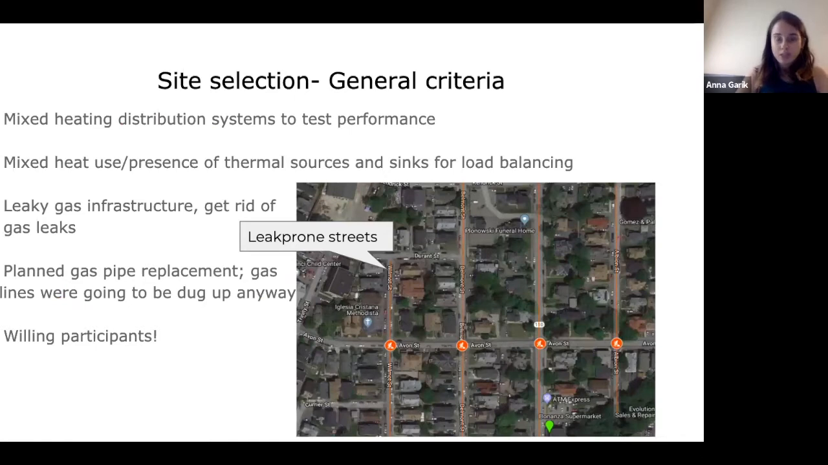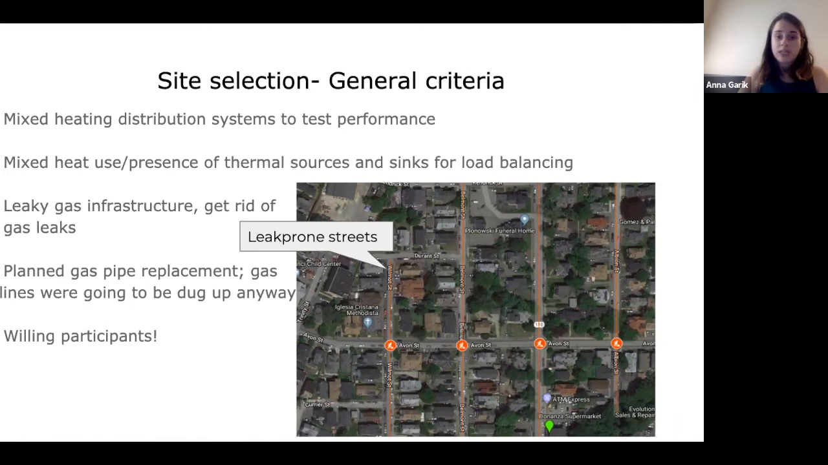So there is some general criteria that applies to all of the pilots. So the first one is to have mixed heating distribution systems to test performance. So just to make sure that everything works with the infrastructure, we want to be trying a variety of heat distribution systems. We want to have a mixed heat use and the presence of thermal sources and sinks for load balancing to look at that. And that is especially important for the second scenario.